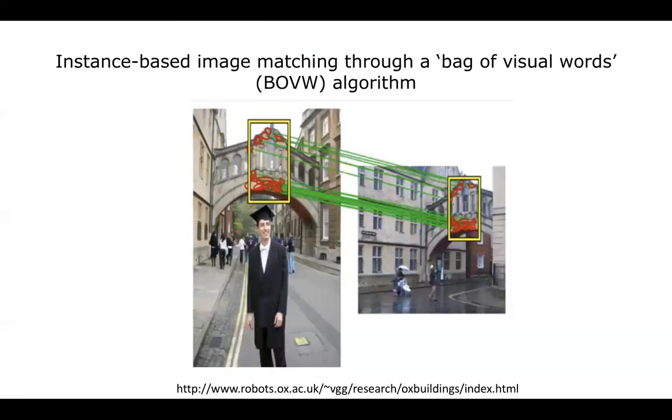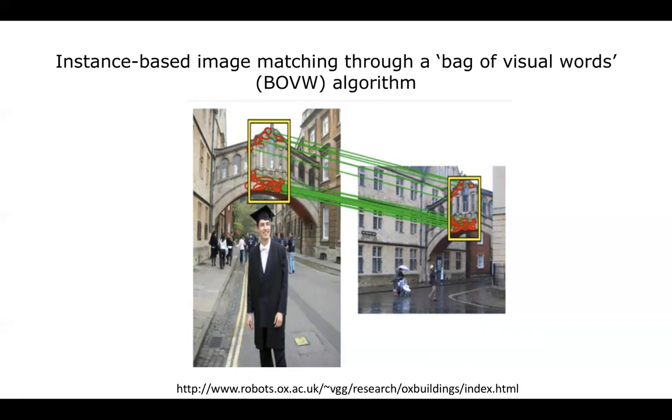So we do this form of image recognition, which is also known as so-called instance-based image recognition, through a so-called bag of visual words algorithm. You can see here these little red ellipsoids. These regions are a match between two images, again of a building in Oxford, shown at different angles and at a slightly different scale.